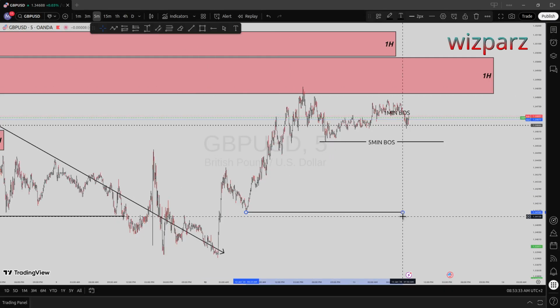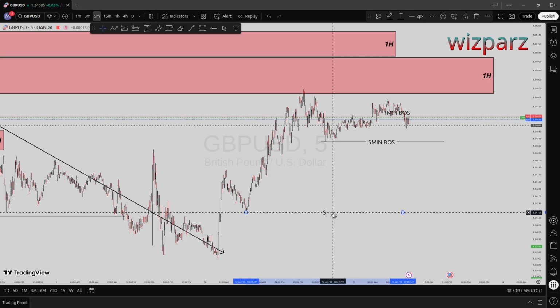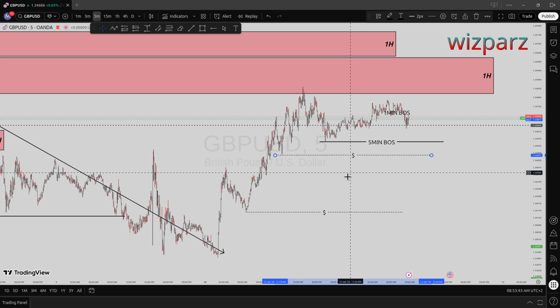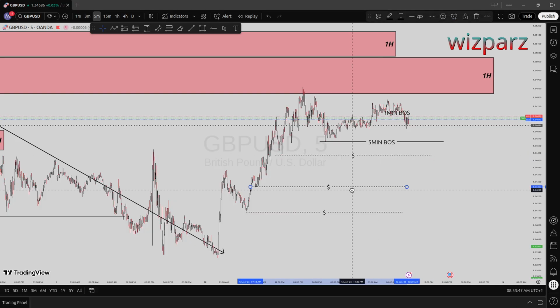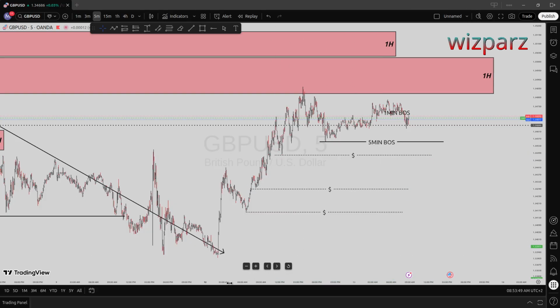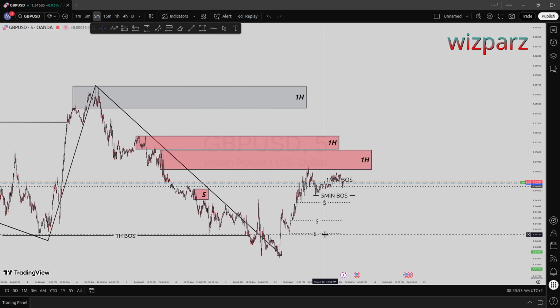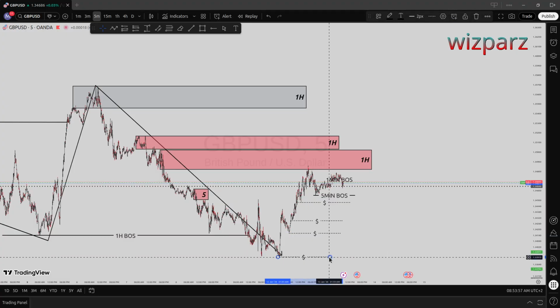Okay, and also here, and this one. Okay, and last is a break of structure trading continuation.